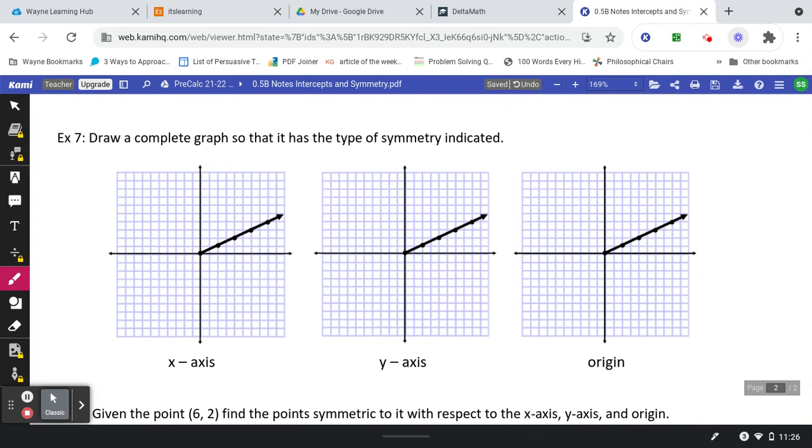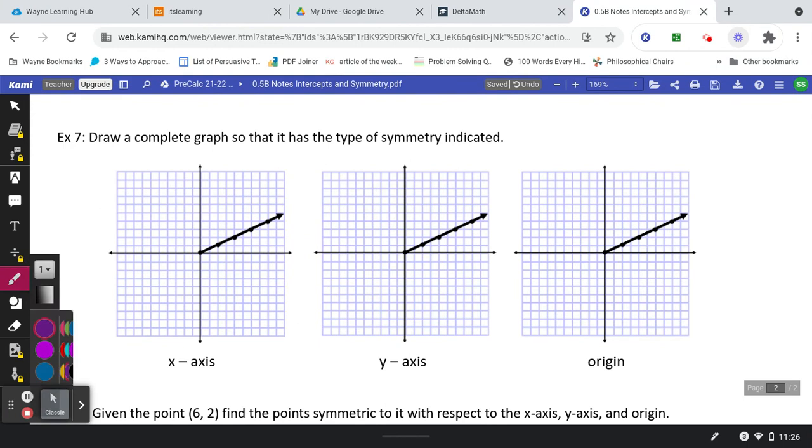All right, example number 7. Your job is to complete the graph so that it has whatever type of symmetry is mentioned below. I'll do the first one with you. So x-axis, we want to switch it over the x-axis, which is right here. X-axis symmetry means you're going to go up, down, up, down. So whatever dots you have above, you're going to bring them below. Just kind of flip the points down. You can even approximate it if you want to. As long as you have a part above, make sure you have a part below.